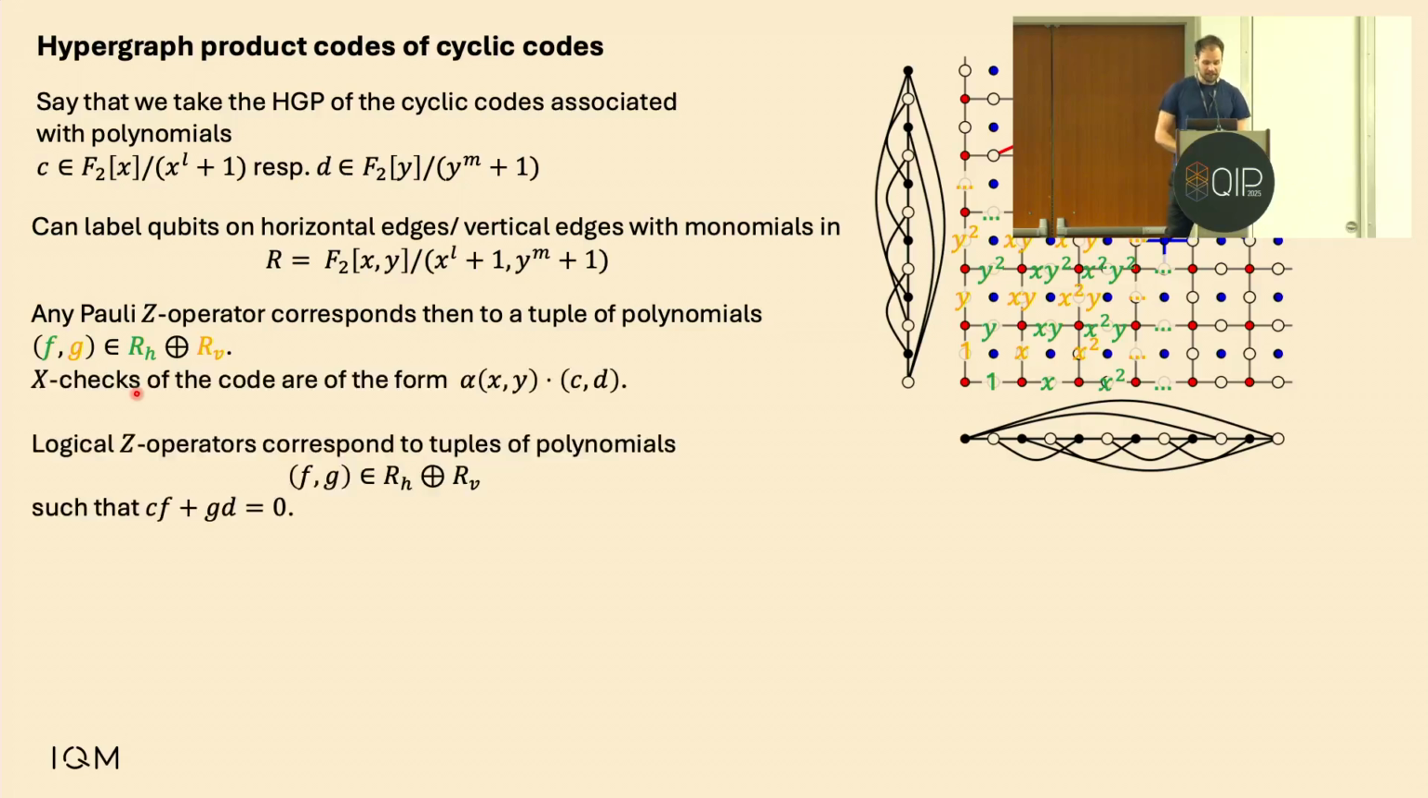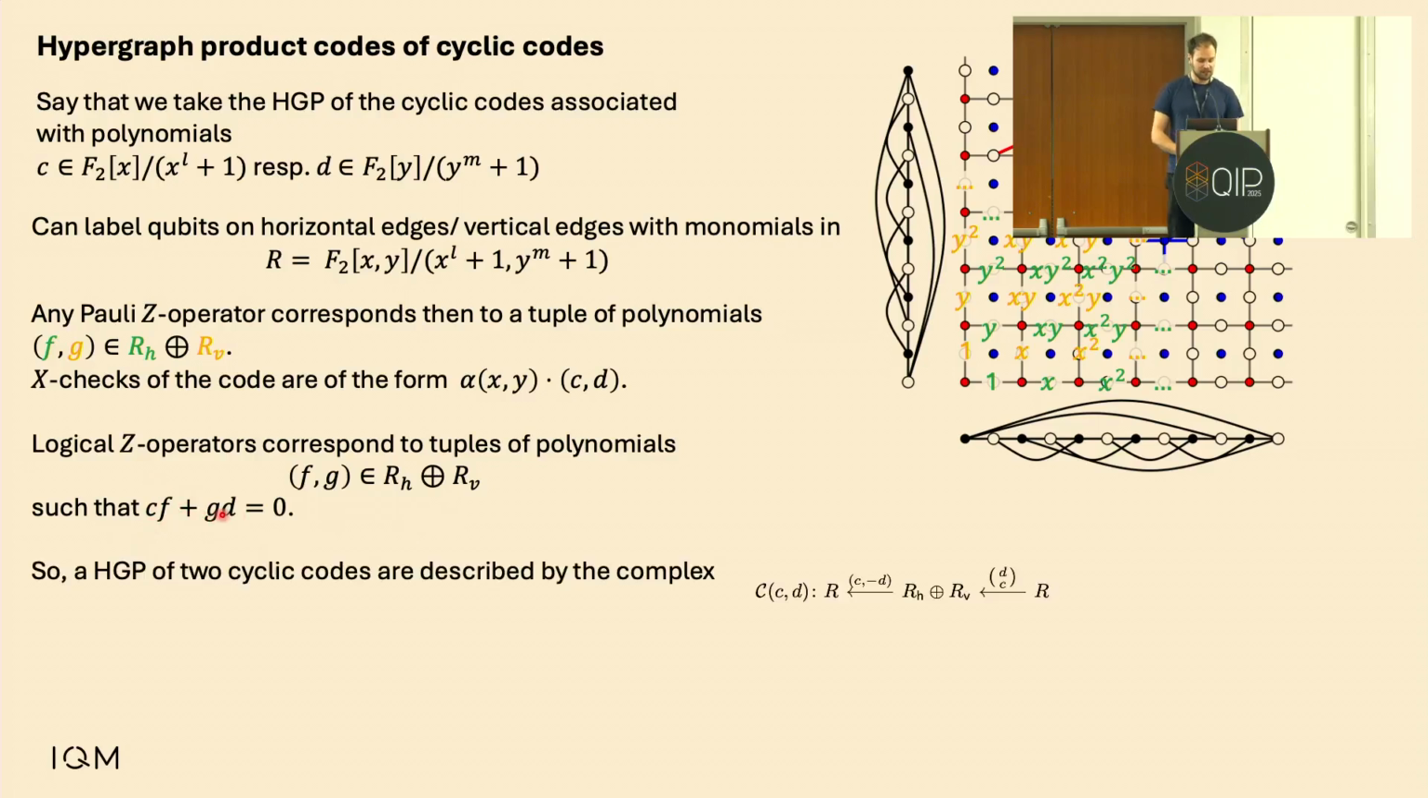Right. And then if you think about it a little bit, or do the calculation, you will see that, for example, X checks are just of the form some polynomial times this CD vector, where C and D were the checks of the classical code. So this reflects that the checks of the hypergraph product come from the connectivity of the classical code. And because of that, logical Z operators correspond to tuples of polynomials satisfying this algebraic identity: C times F plus G times D must be 0.